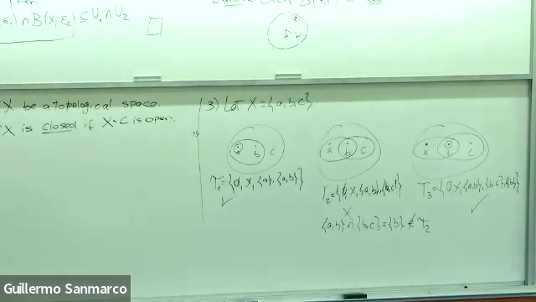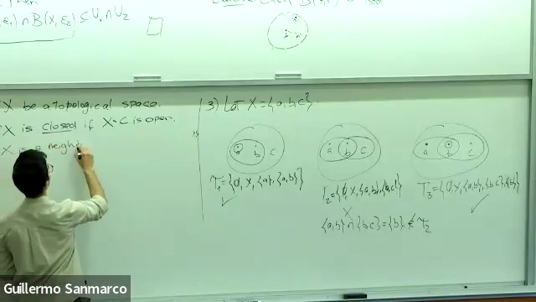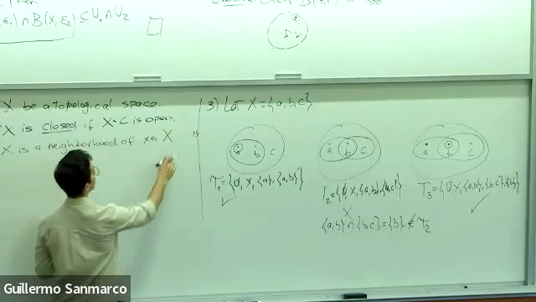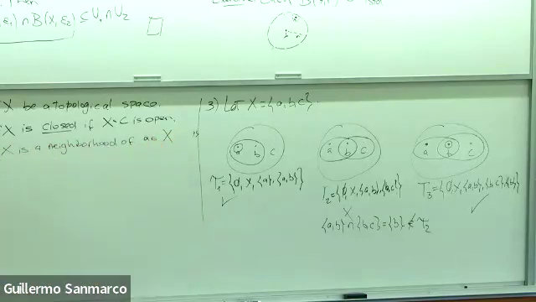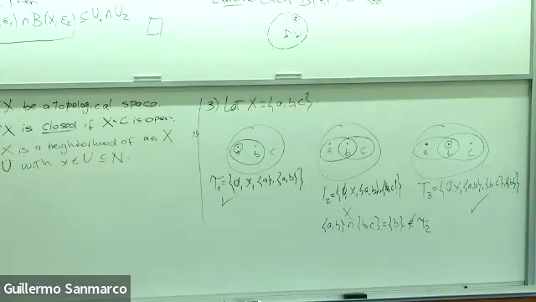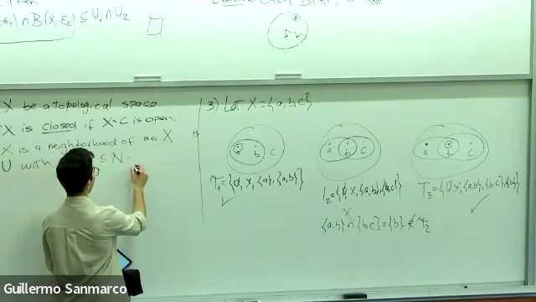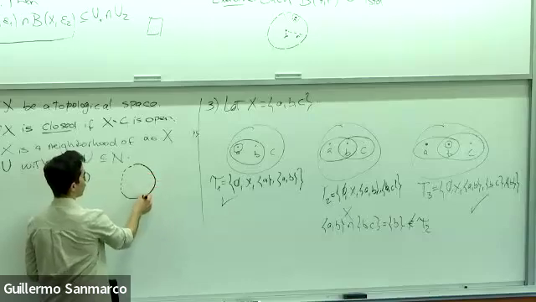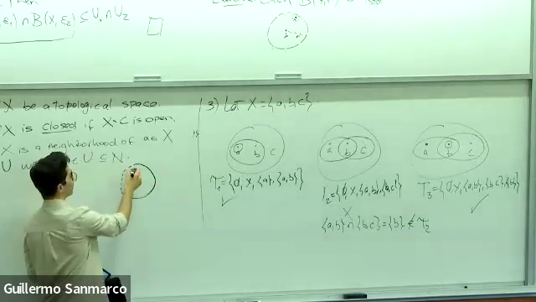Second one, we say that a set N of X is a neighborhood of some point, small x in X. Maybe let's use a here. It's a neighborhood of a if there exists an open U with a in U inside N. So for example, your N could be something like this. Points over here are not good for your N. So N is not going to be a neighborhood of these guys, but it's going to be a neighborhood of these guys.